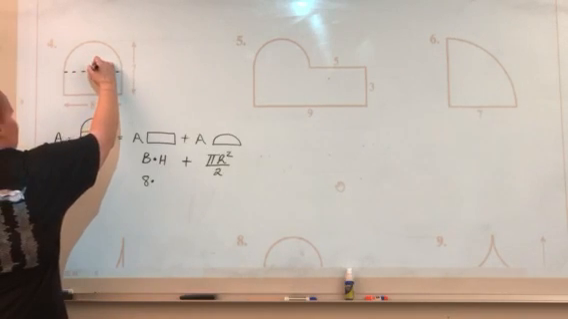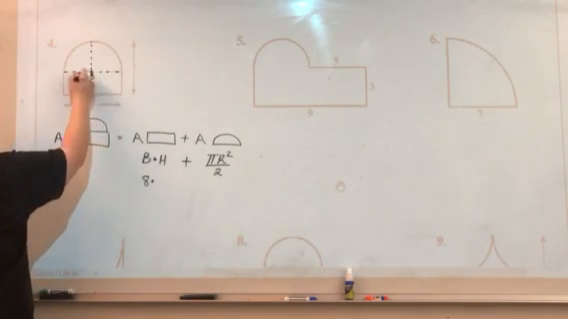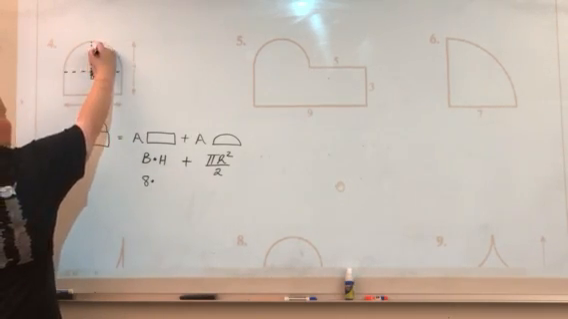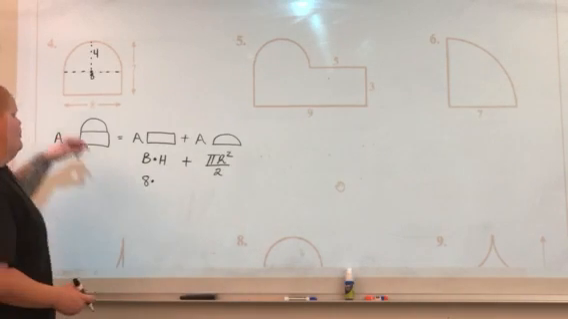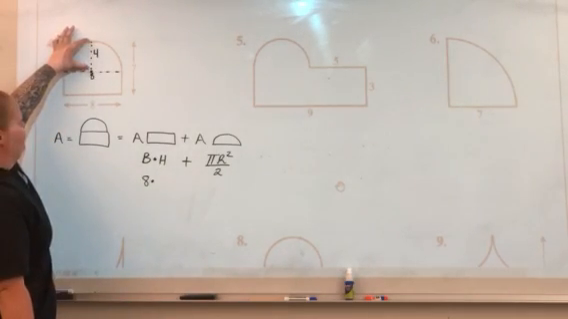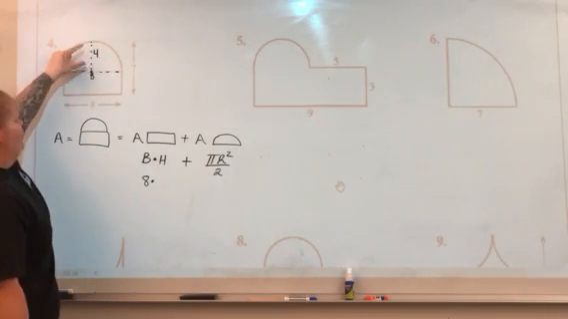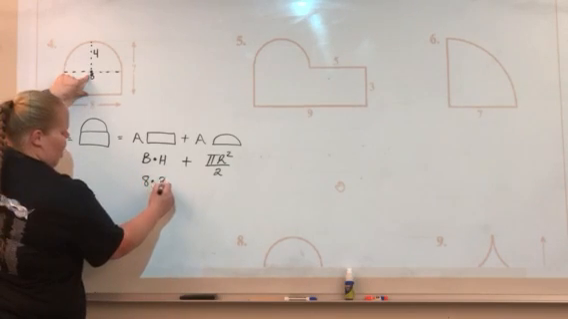So from the center out, to this side, it's going to be 4, because the radius is half of the diameter. So the semicircle is 4 units tall, and if this whole thing is 7 and this is 4, that means that this piece is only 3 tall. So the height of the rectangle is going to be 3.